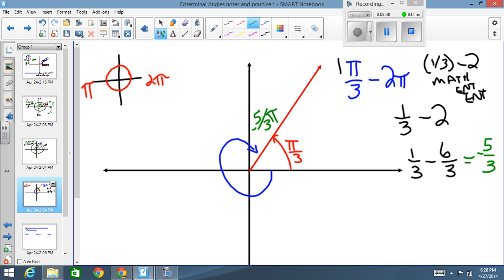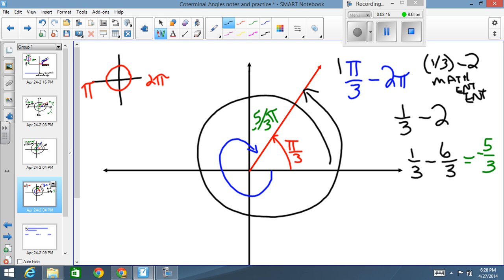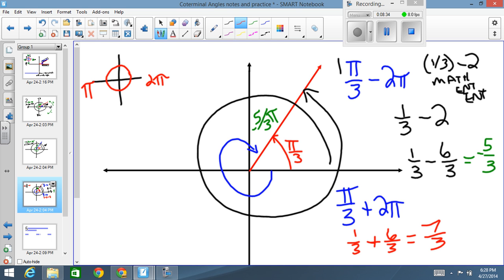All right? Well, what if I'm going to start here and go all the way around and then back here? Well, this is going to be a positive coterminal angle. And now I'm going to want to do pi over 3 plus 2 pi. So basically I'm doing 1/3 plus 6/3, which is 7/3. So that would be a 7 pi over 3 angle.